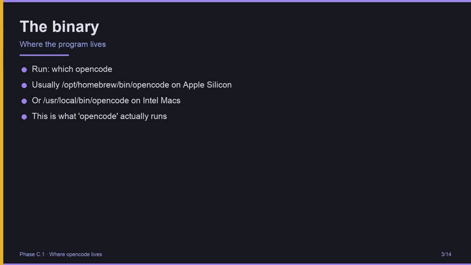On Apple Silicon Macs, it's usually at /opt/homebrew/bin/opencode. On Intel Macs, /usr/local/bin/opencode. This is the actual program that runs when you type opencode. About 50 megabytes. Don't move it, Homebrew manages it.